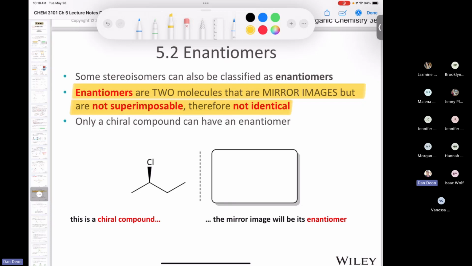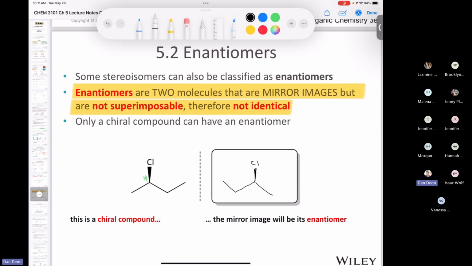So if I was to try to draw the mirror image of this chiral compound, right? This is a chiral carbon right here, how would I do that? Well, if I try to draw the reflection, it's going to look something like this. Okay, so this is the mirror image. So these 2 compounds are not identical, right? They're both chiral. They're non-superimposable mirror images, and so they are not the same. They are enantiomers.